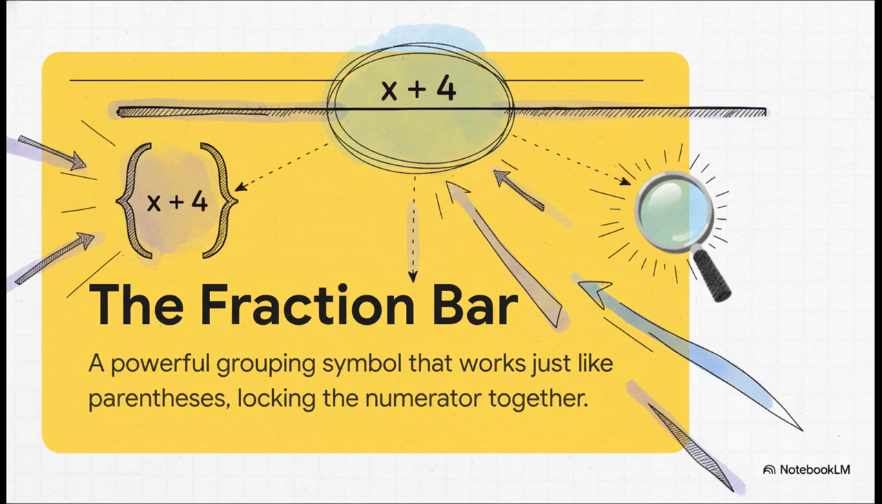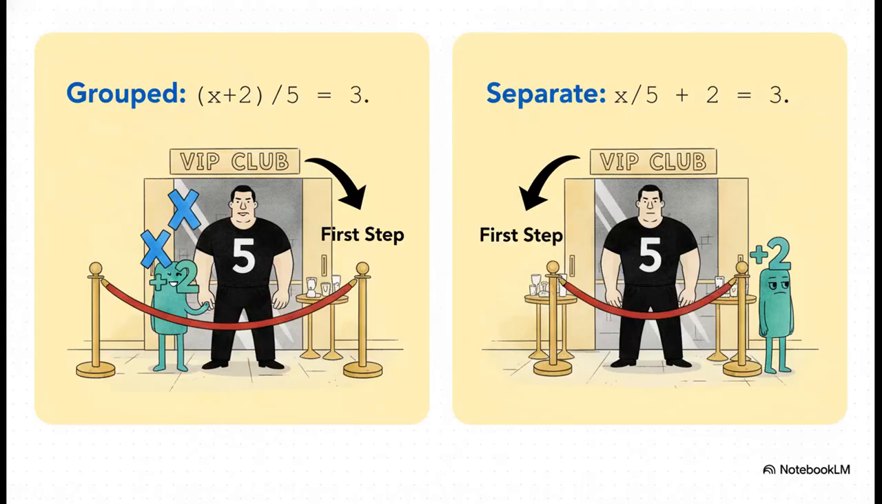Well, that fraction bar is way more than just a division sign. It's a really powerful grouping symbol. It acts just like a set of parentheses. It basically locks everything on top together, forcing us to treat that x and 4 as a single unit, at least for now. And this slide right here shows you exactly why that grouping is so critical.